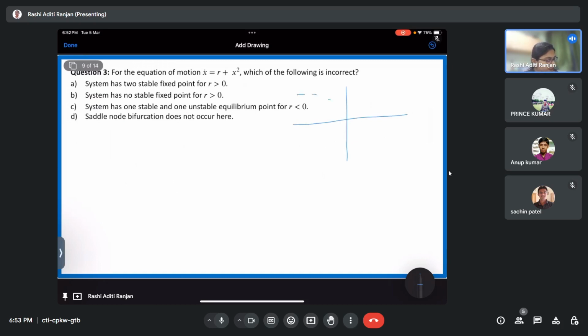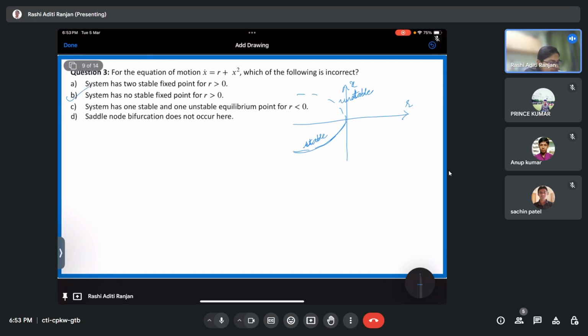So if you remember, the fixed point would exist only if my r was less than 0, and my lower branch was stable and the upper branch was unstable. Okay, so coming on to the options: system has two stable fixed points for r greater than 0. This is incorrect. System has no stable fixed point for r greater than 0. This is the correct option.